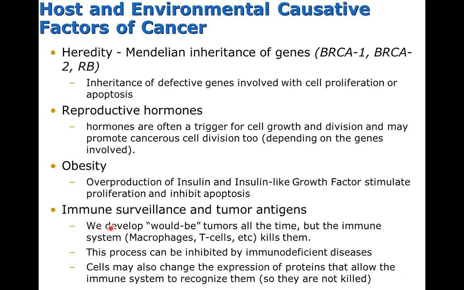And finally, we develop these would-be tumors all the time, but luckily our immune system is able to recognize and kill them. This process might be inhibited if people have immunodeficiencies, so the immune system's just not working correctly. Also, cells can change the expression of the proteins on the surface, and that change in the genetic expression hides them from our immune system.